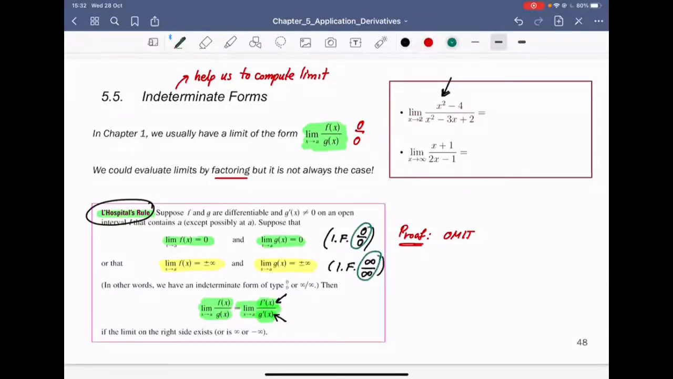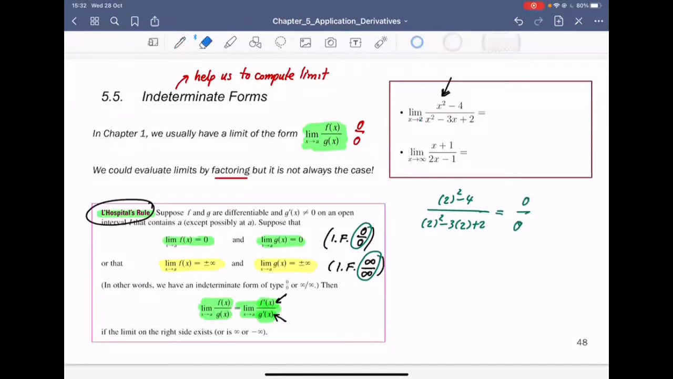So I'm going to plug in number 2 into the function. So I have 2 squared minus 4 over 2 squared minus 3 times 2 plus 2. Well, if I compute this, then I get 0 over 0, right? That means I can use the L'Hopital rule.